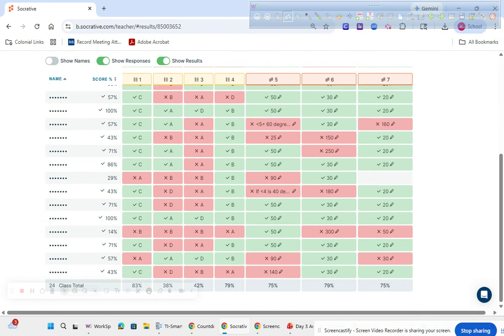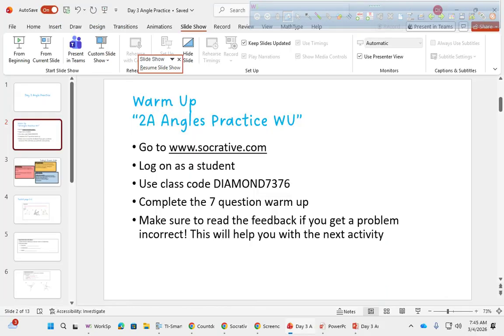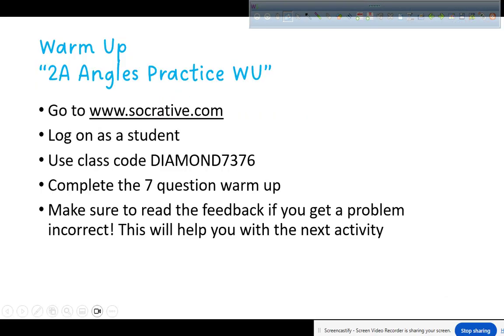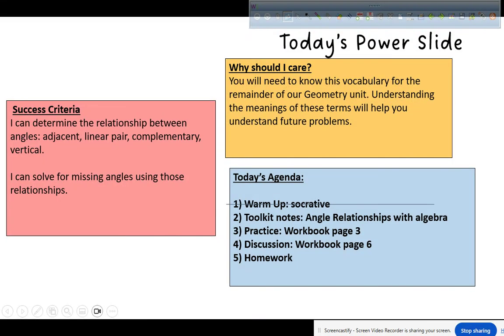All right? So, in today's class, we are going to do the same angle relationships that we did yesterday, but we're going to add some algebra in it. So good news, no new vocabulary, okay? Bad news for some of you might be that now we're going to add in some math. So you might need a calculator if you don't have one out. We haven't really needed those the past 2 days. So we're going to talk about relationships between what we know: adjacent, linear pair, complementary, and vertical, and we're going to solve for missing angles.